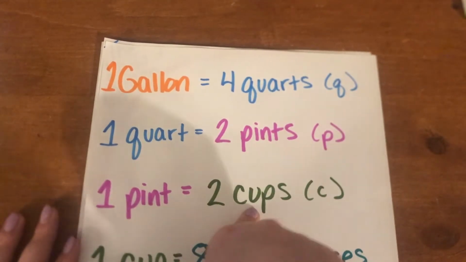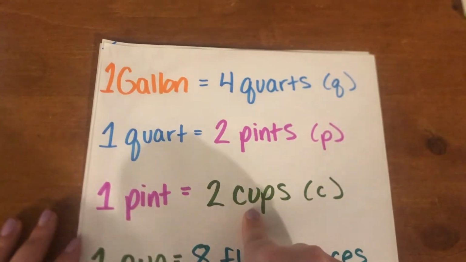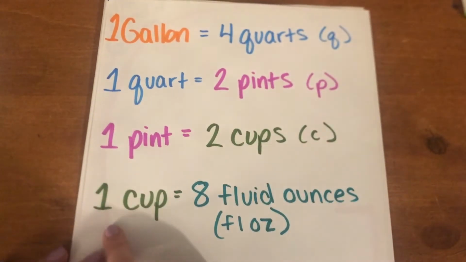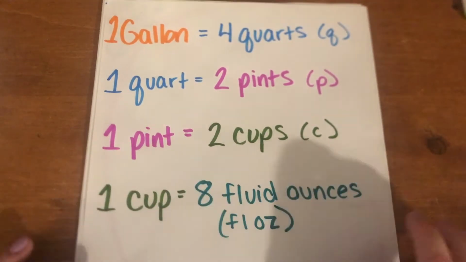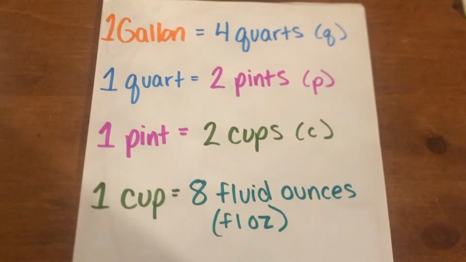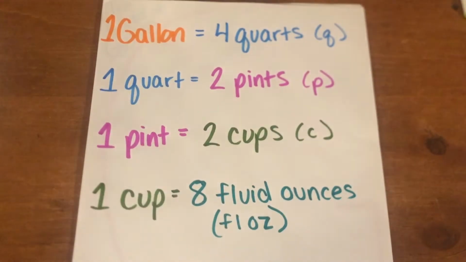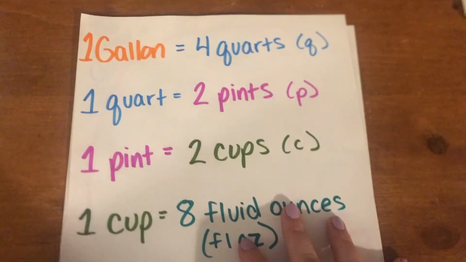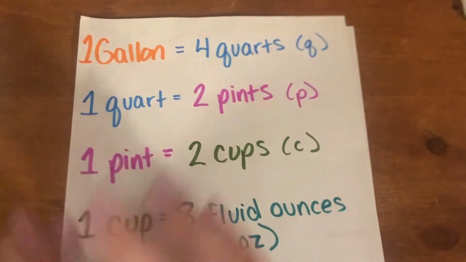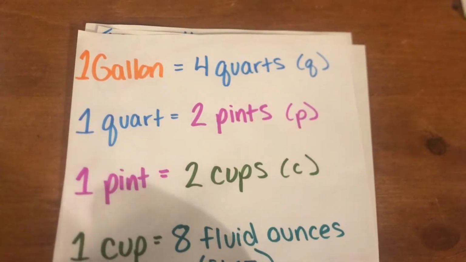We use cups to measure a lot of things in cooking and baking. And in 1 cup, there are 8 fluid ounces. You may have heard that you should drink 8 cups of water a day, and each cup has 8 fluid ounces. Alright, so I've got a trick here to help you remember all of these measurements, because there are a lot of them. So I want you to picture a story.